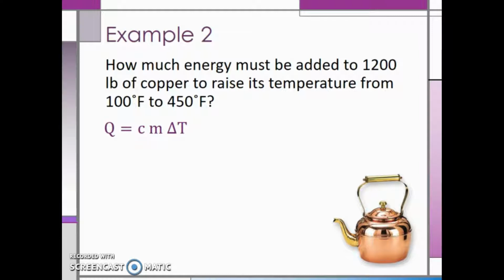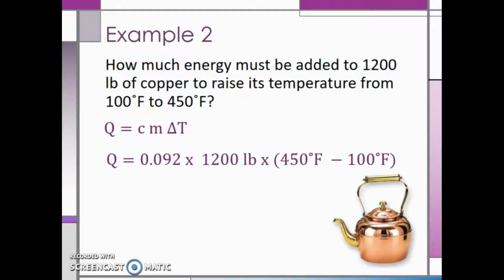The C value, or specific heat, of copper is 0.092. The mass, or weight, of copper we have is 1,200 pounds, and the change in temperature will be the hot temperature minus the cold temperature, or 450 degrees Fahrenheit minus 100 degrees Fahrenheit, or 350 degrees Fahrenheit.